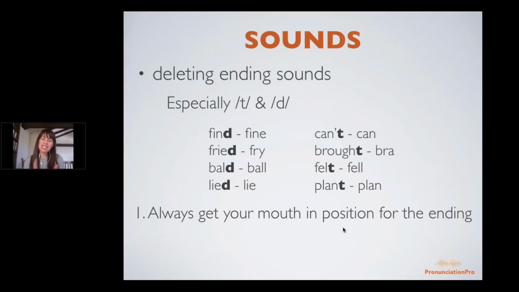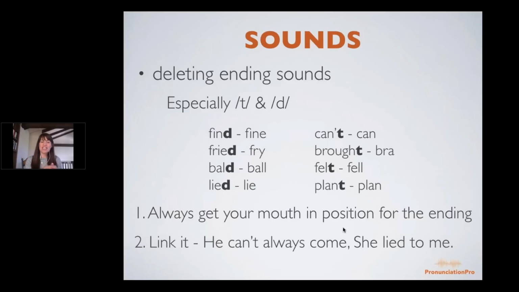And the reason that the T and D are difficult is because English language learners in general say, well, I'm listening to a native speaker and they didn't fully pronounce the D or T. And you're right, it does get really subtle at times in connected speech, but you will notice that native speakers always get their mouth in position. They don't always release the sound, but they always get it in position, so we have to remember that. The other thing is linking.